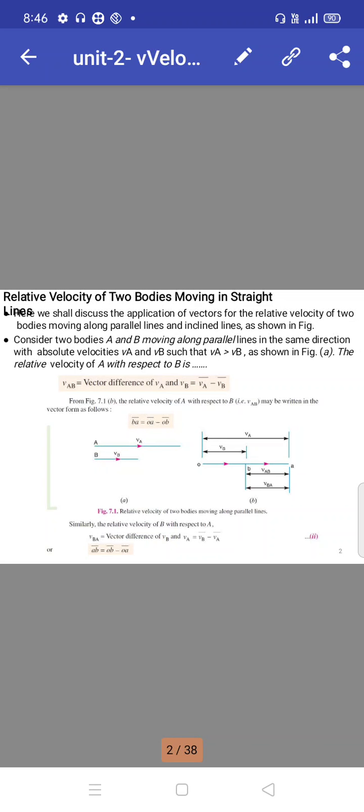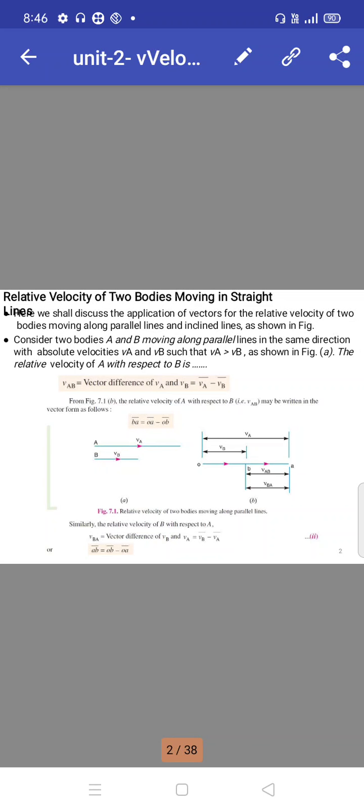Consider two bodies A and B moving along parallel lines in the same direction with absolute velocities VA and VB such that VA is less than VB. The relative velocity of A with respect to B is VAB, equal to the vector difference of VA and VB, that is VA bar minus VB bar.